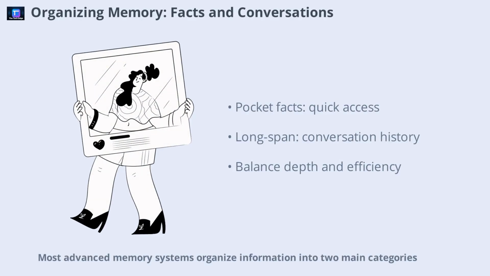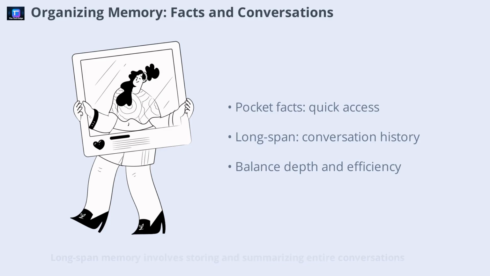Most advanced memory systems organize information into two main categories: pocket-sized facts and long-span conversation summaries. Pocket-sized facts are small, easily retrievable pieces of information, such as user preferences or profile details. Long-span memory involves storing and summarizing entire conversations, allowing the AI to reference past interactions. This dual approach helps balance efficiency and depth, ensuring the system can provide relevant answers without being overwhelmed by data.